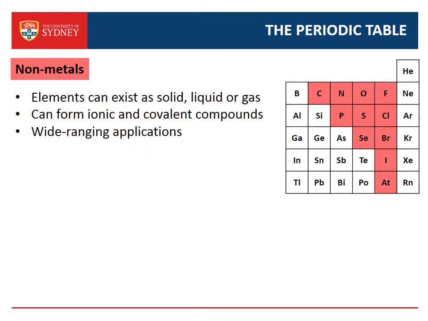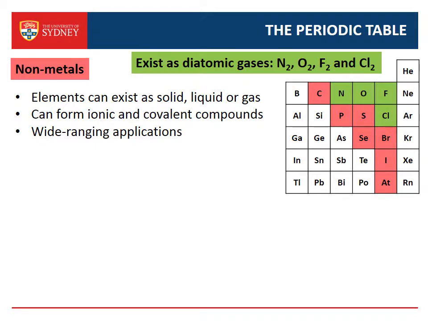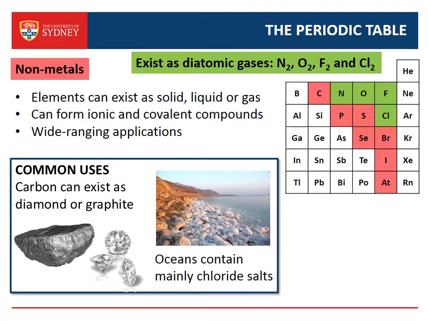The non-metals in the P block have very diverse behaviour and properties. For example, they can exist as either solids, liquids, or gases, and they can form both ionic and covalent compounds. Nitrogen, oxygen, fluorine, and chlorine exist as diatomic gases, N2, O2, F2, and Cl2. Non-metals have a very wide range of uses. For example, carbon can exist as diamond or as graphite, and these two have very different applications. Most of the salts in the ocean have chloride as their anion.